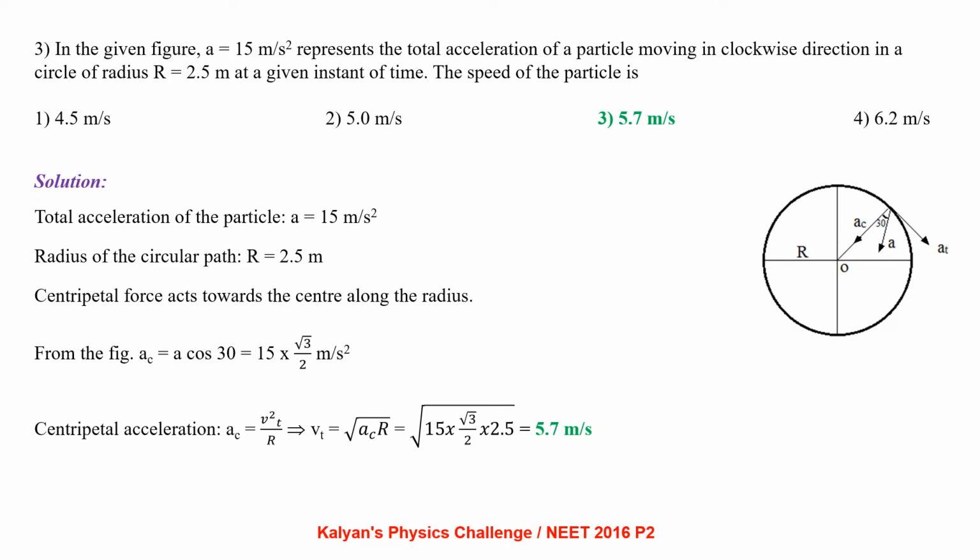In the given figure, a equal to 15 meter per second squared represents the total acceleration of the particle moving in clockwise direction in a circular path of radius 2.5 meter at a given instant of time. The speed of the particle is.